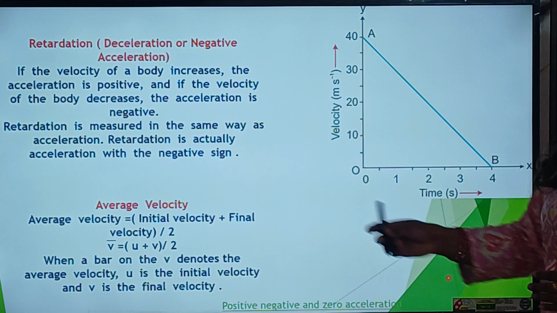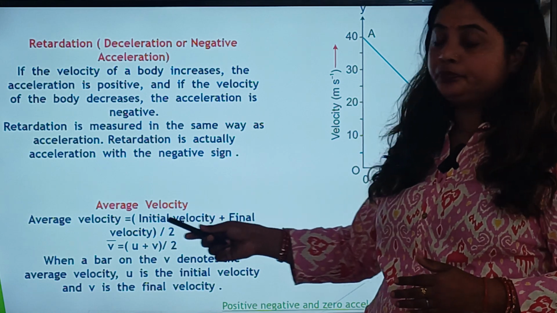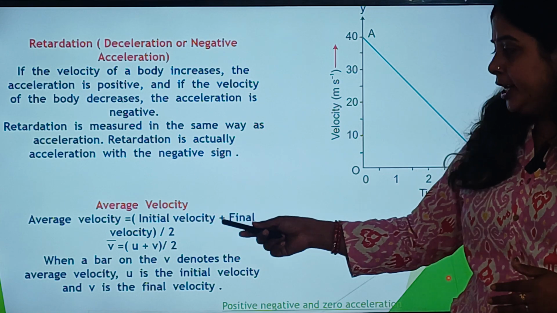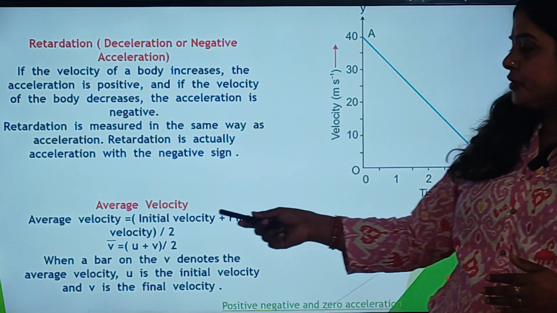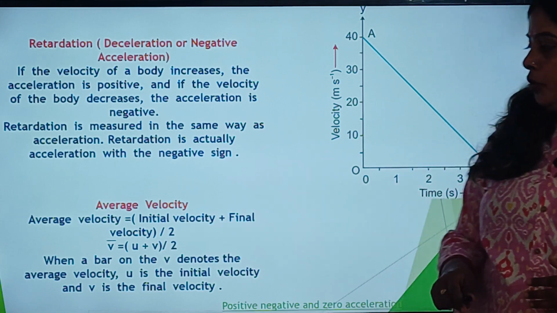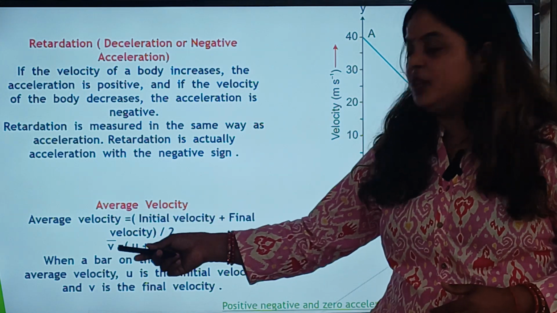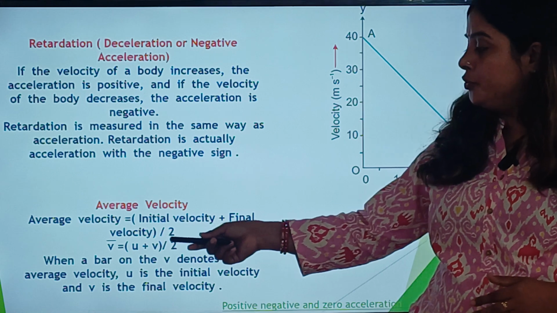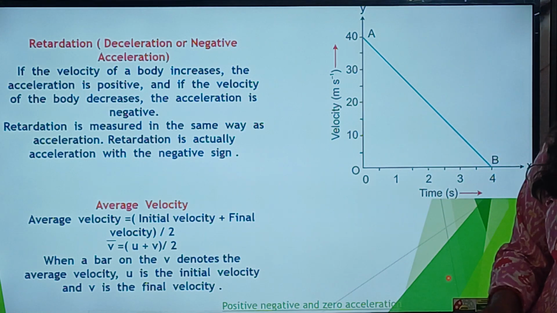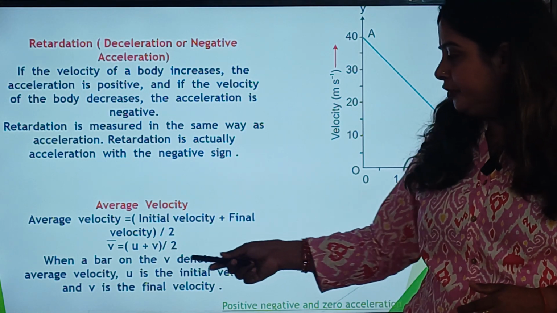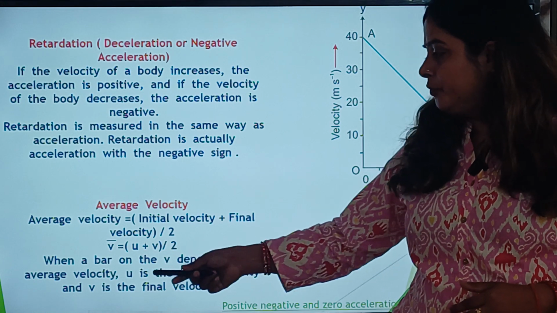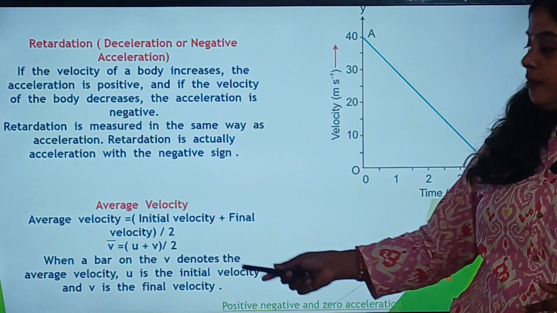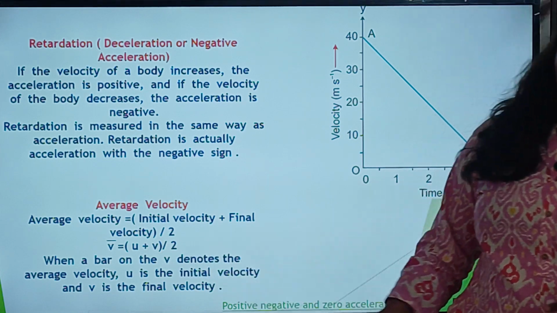Okay. Now coming to the next topic, average velocity. What is average velocity, children? Average velocity is initial velocity plus final velocity divided by 2. We represent the average velocity by the symbol V bar, which is V with a bar on top. V bar is equal to (U plus V) divided by 2, where the bar on the V denotes the average velocity, U is the initial velocity and V is the final velocity.